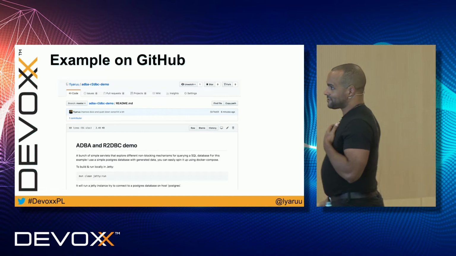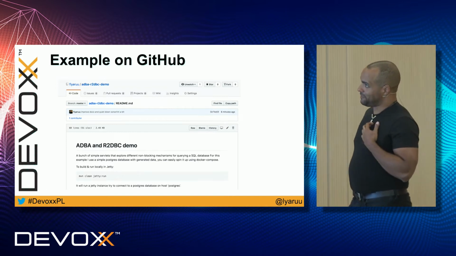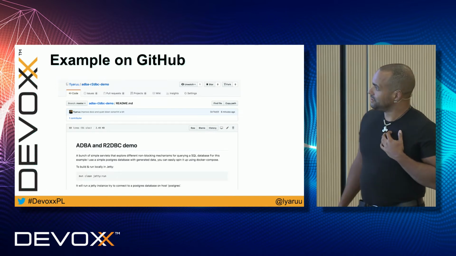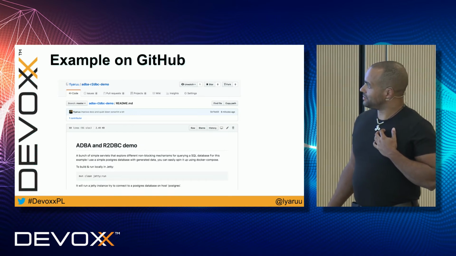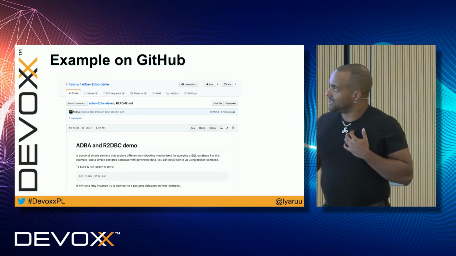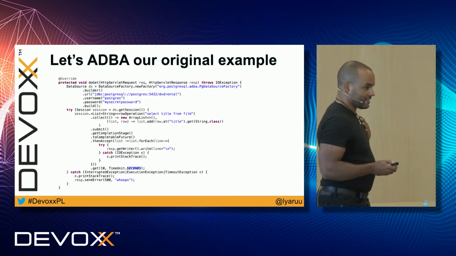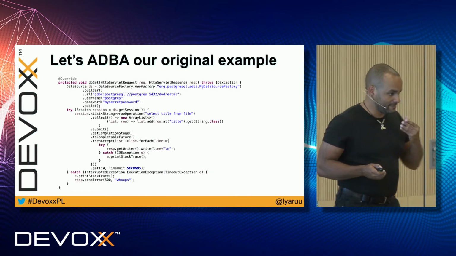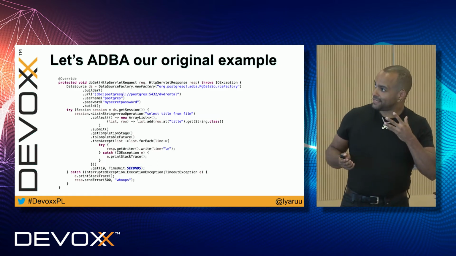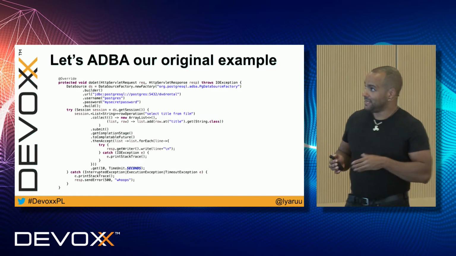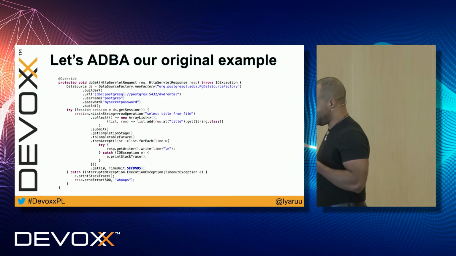So I have some examples. I put them on GitHub if you want to play with those. I think if you want to dive into it, it can save you some time. I will get into that later. But let's dive in and see how we can use that original example and use ADBA for it.